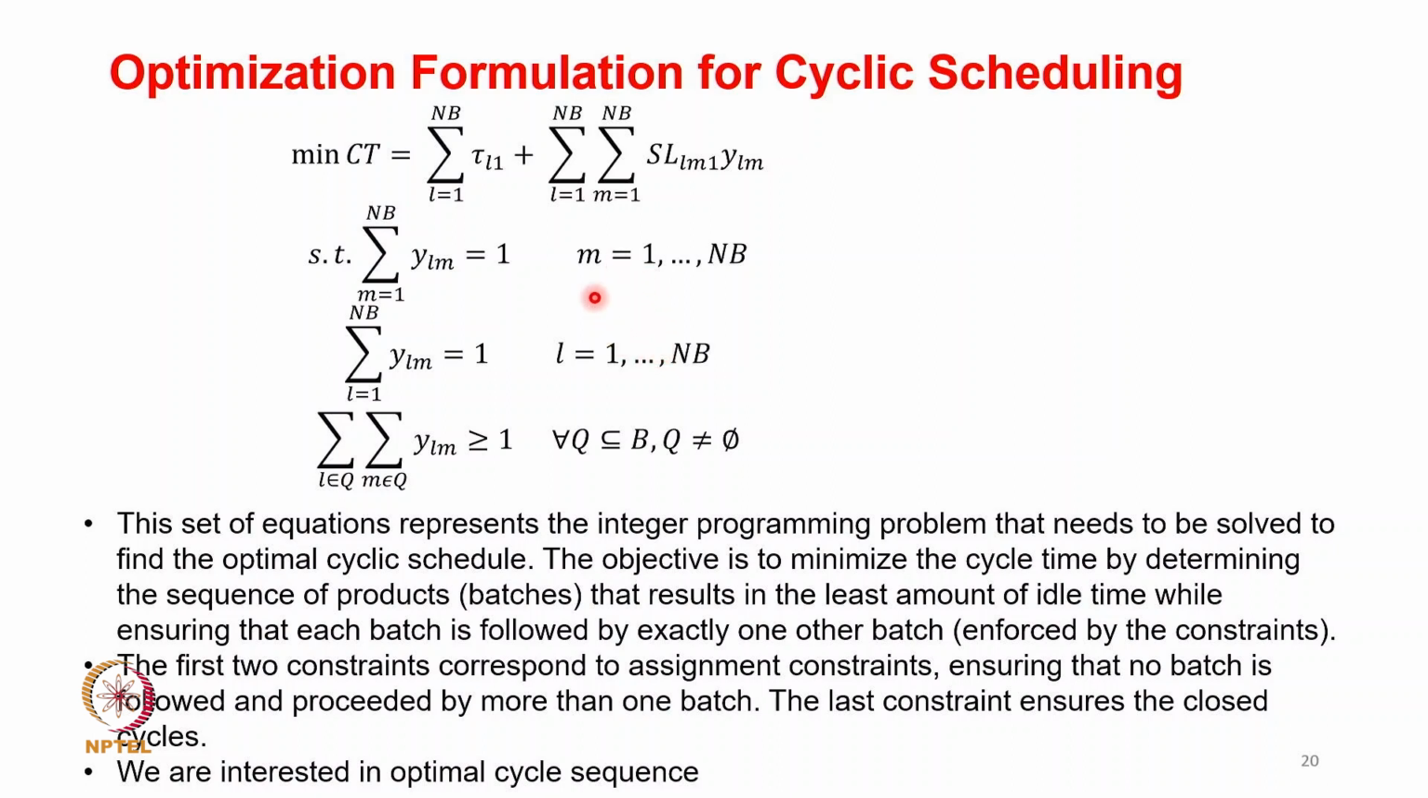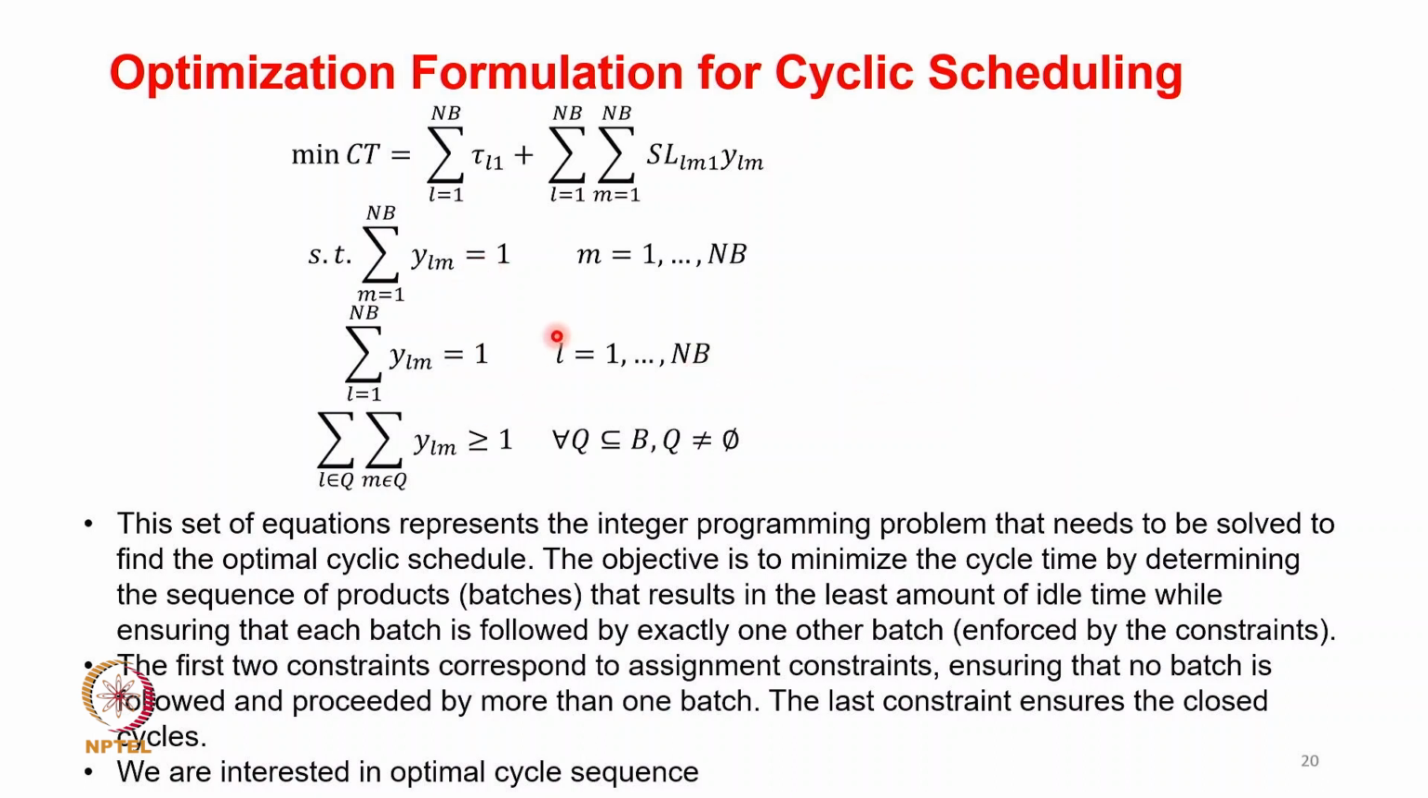Essentially, this means the sequence has been followed. When the summation of Y_LM is 1, it indicates that particular sequence. When the summation over L from 1 to NB of Y_LM is equal to 1, it essentially means that it again follows a particular pattern. Now, the first two constraints correspond to the assignment constraints, which essentially mean that no batch is followed by, and preceded by, more than one batch. So you can only have one batch at a time, because you have one batch followed by another batch, and so on and so forth.